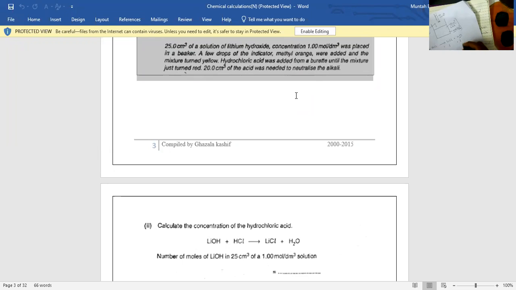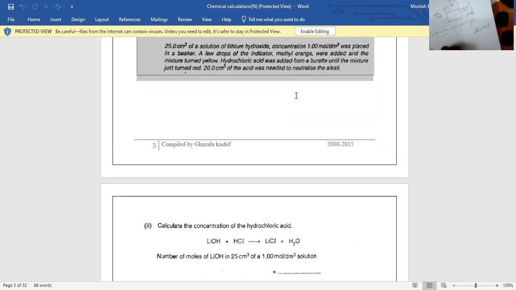How many cm cube in 1 dm cube? And why am I converting? How many cm cube in 1 dm cube? 1000. Very good. Yes, 1 dm cube has 1000 cm cube. So you can either convert this into dm, or you can convert this into cm. Both ways you'll get the same answer. But remember, the units should be the same. Whatever you use, they should be the same for your answer to be correct.